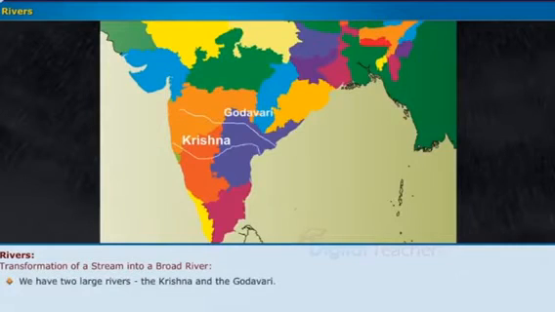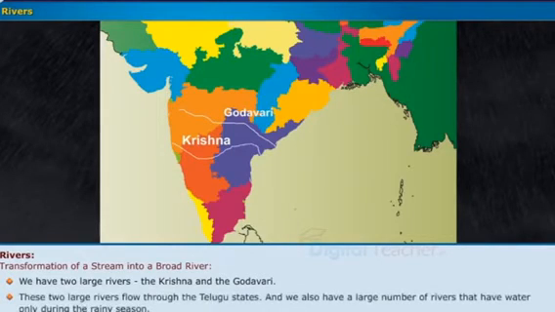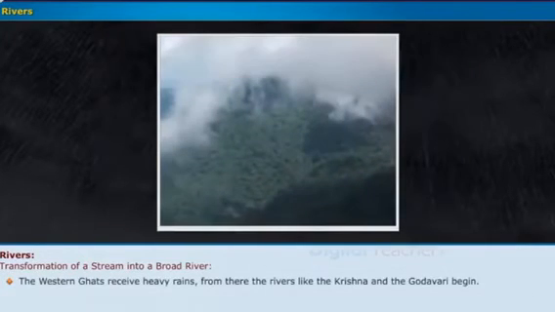We have two large rivers, the Krishna and the Godavari. These two large rivers flow through the Telugu states, and we also have a large number of rivers that have water only during the rainy season. The Western Ghats receive heavy rains. From there the rivers like the Krishna and the Godavari begin.